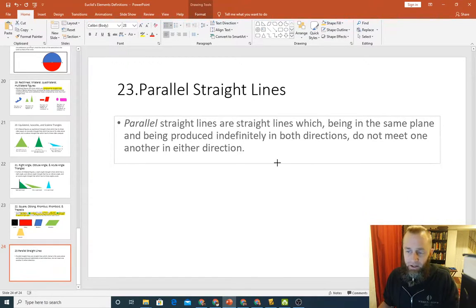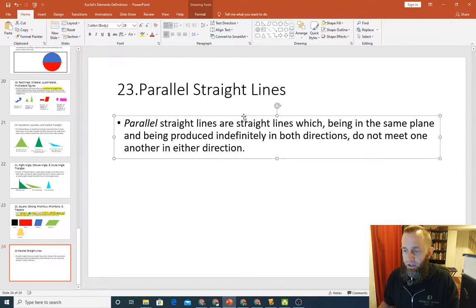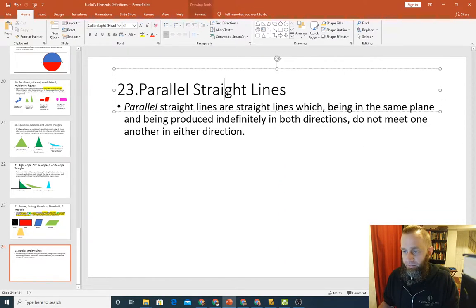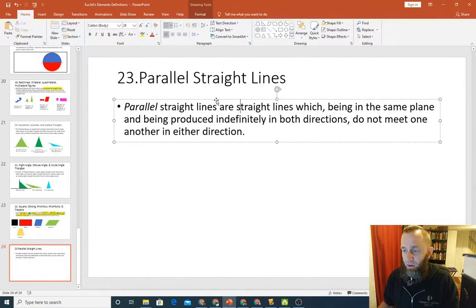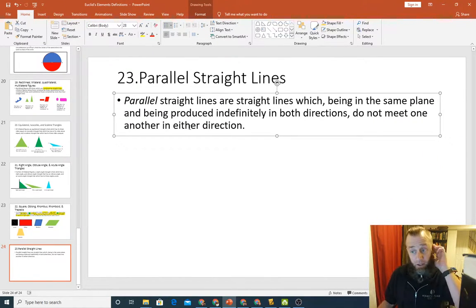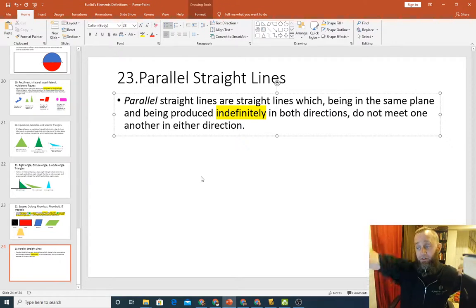He's just going to define this. This is just, remember, he doesn't need to prove it. He's just saying, this is what I'm talking about when I use this term. Okay, so what does he mean by this? Well, Euclid is saying, parallel straight lines are straight lines, which being in the same plane and produced indefinitely in both directions, do not meet one another in either direction. All right, let's define indefinitely here. Indefinitely means without an end. So produced forever in both directions, or without stopping, really, is what he means there. And they can't meet each other in either direction.